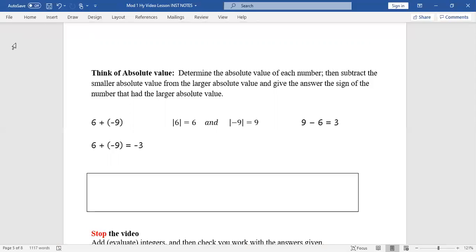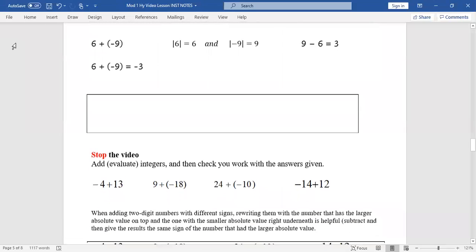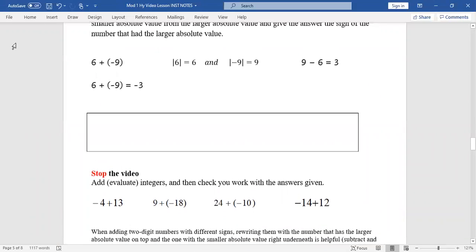Okay, I would like for you to stop the video and try out these problems, and then we'll compare our answers.